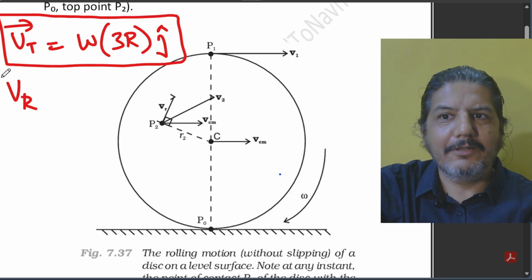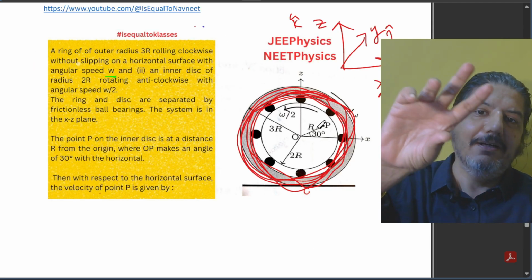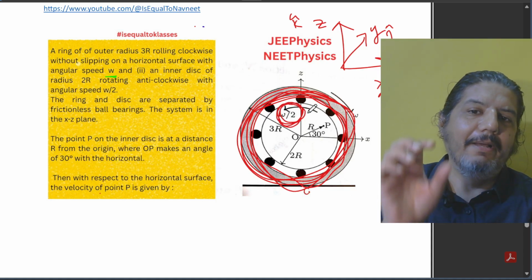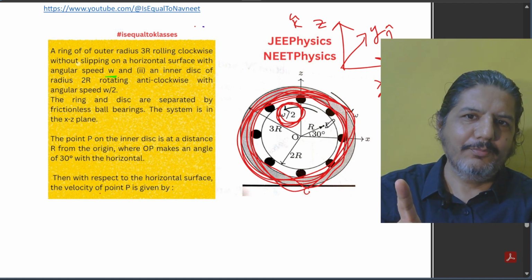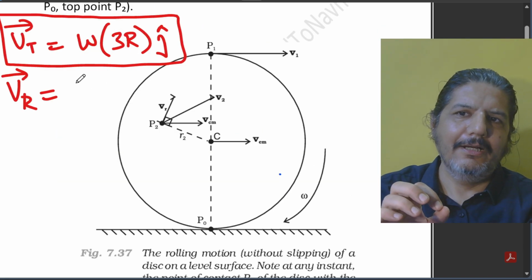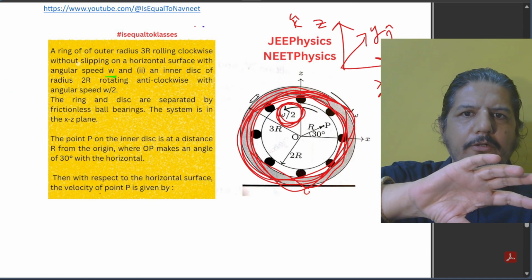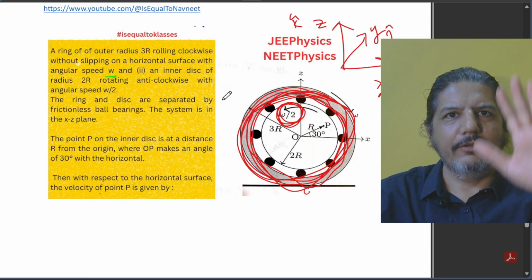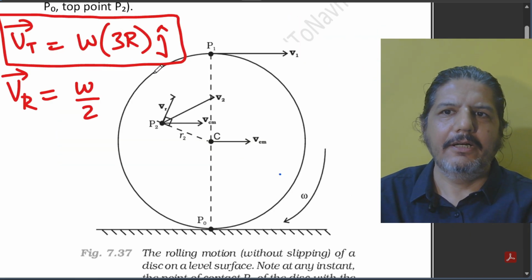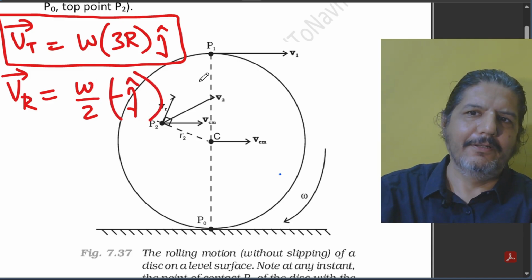Now I have to find the rotational part of the velocity. This rotational part would be decided by the inner disk. The magnitude is omega by 2 and the position is r. I'll have to use the formula, omega by 2 is in the anti-clockwise direction. If I use the right hand rule, this is coming out. Because this is coming out, this would be minus j vector. I hope this is making sense. So this is the omega part.